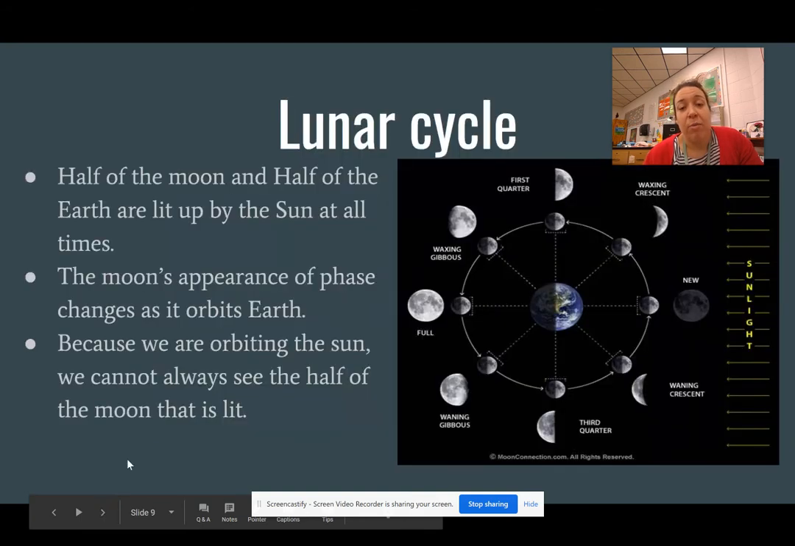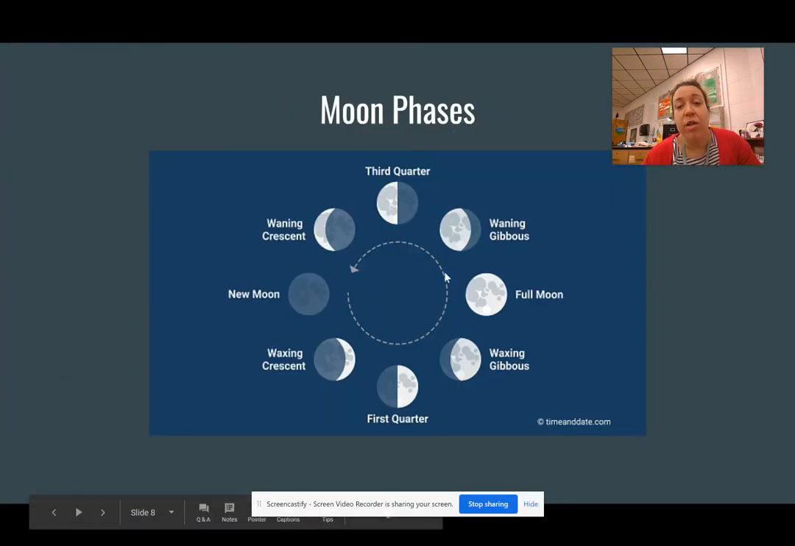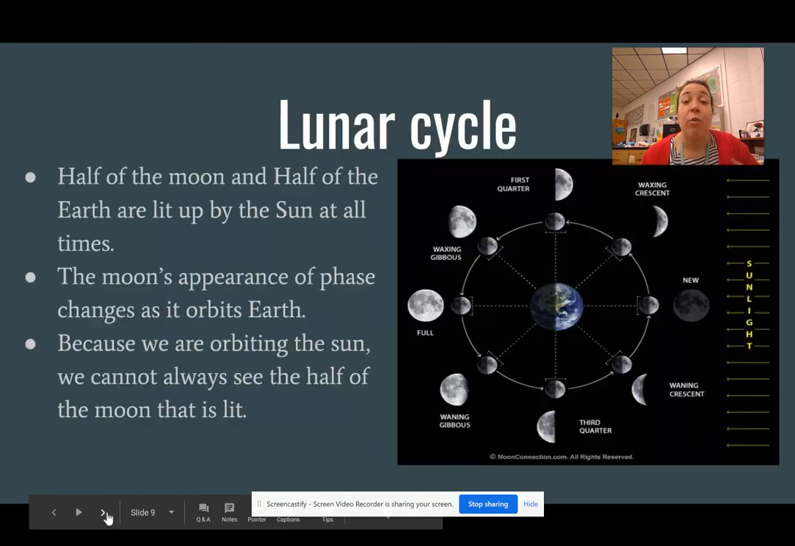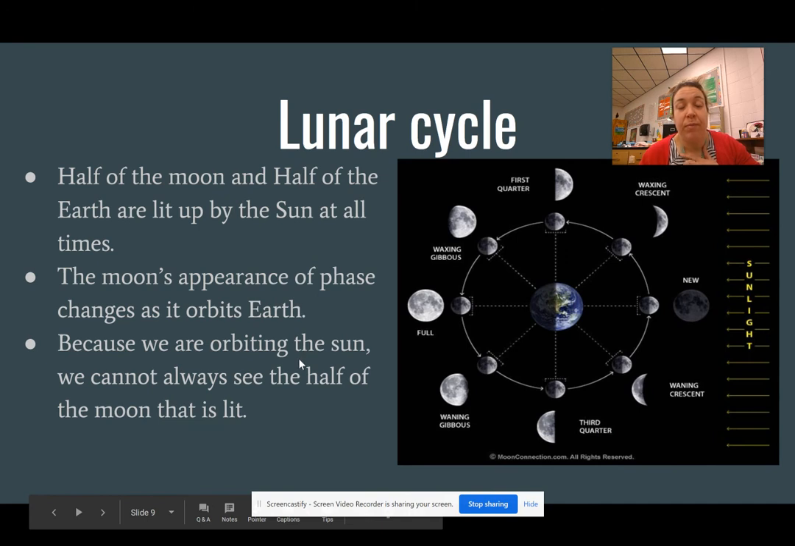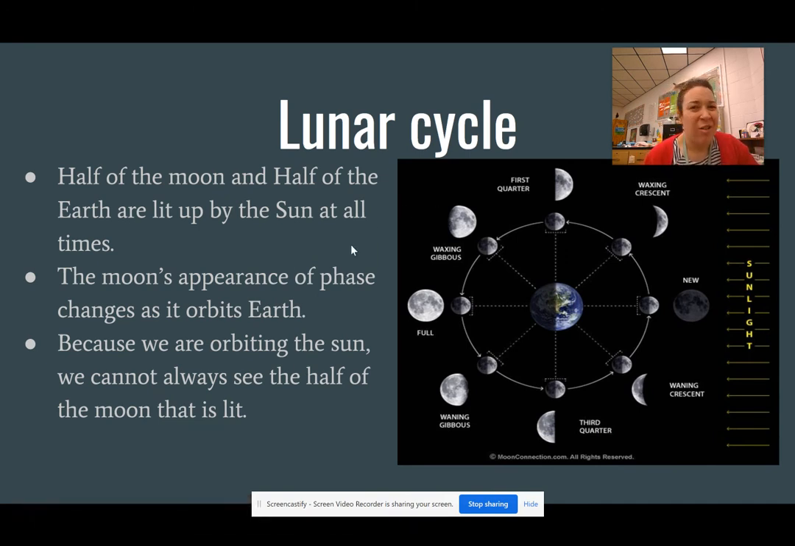So there are going to be points where we're going to see different parts of the moon, depending on where we are on Earth, as well as how we're orbiting the sun. So, crazy. And I know that sounds kind of complicated, and I promise it will become clearer when we do our interactive notebook. So don't you worry.